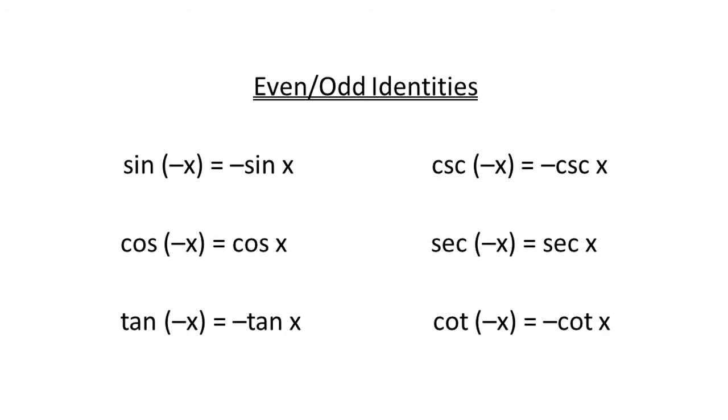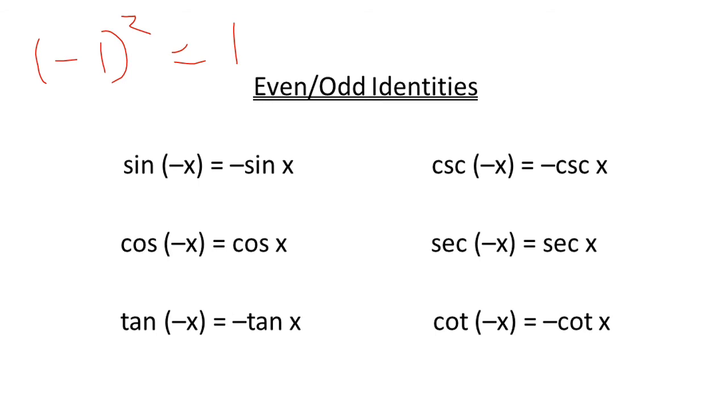Now we have the even odd identities. We've been kind of playing around with this. We've looked at the parent functions, and we've looked at the graphs, and we've identified which ones are odd and even. Now we're going to use it as an identity. Basically, any even function that you have, for example, x squared, if I take the square of negative 1, negative 1 squared is equal to positive 1. Basically, the negative goes away.